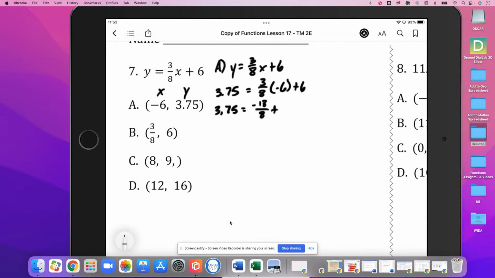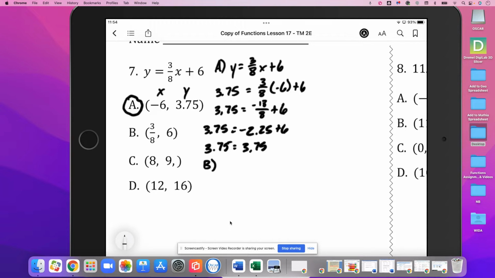-18/8 plus 6. So I'm going to use my calculator really quick and figure out what -18/8 is. Oh, it's 2.25. So 2.25, and it's still negative. So 3.75 equals negative 2.25 plus 6. So we end up with 3.75 on the right side and 3.75 on the left side. So yes, A satisfies the function.